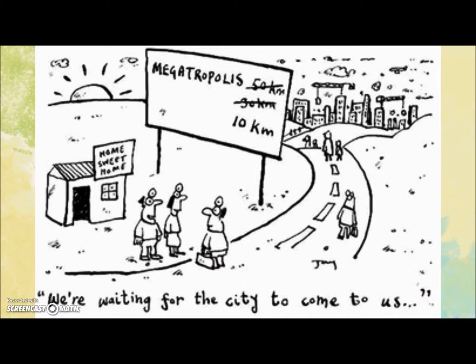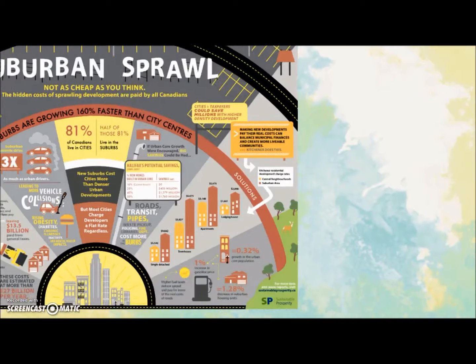This cartoon is quite funny, I think. People living in the outskirts of a city far away. It used to be 50 kilometers, and now it's 30 kilometers, and now it's 10. So it really is happening. But again, it's a process that we are quite familiar with here in the UAE.